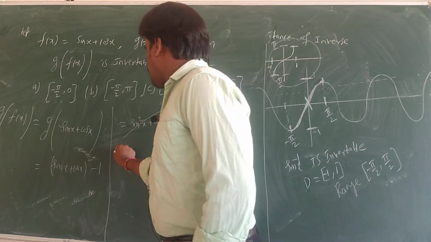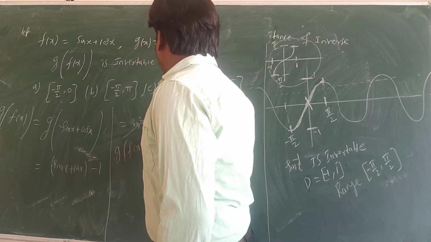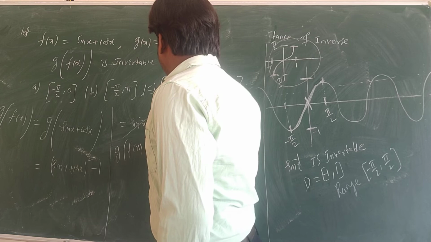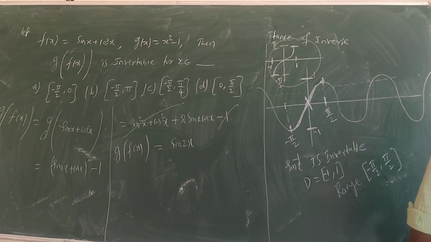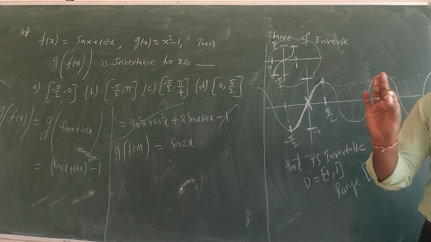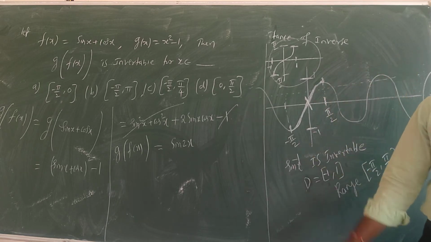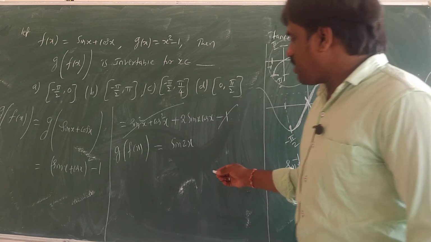So g circle f of x is equal to, what did I get here? Sin 2x, this is the formula. 2 sin x cos x is the formula of what? Sin 2x. Yes sir, one more thing, in calculus, if you want to get trigonometry, all formulas you should know. Okay, so sin 2x. So sin x is invertible where to where?